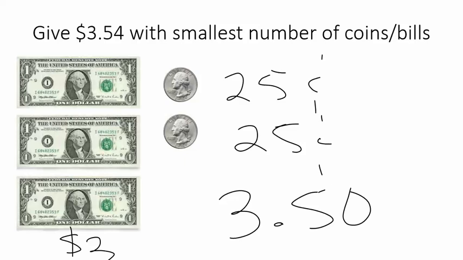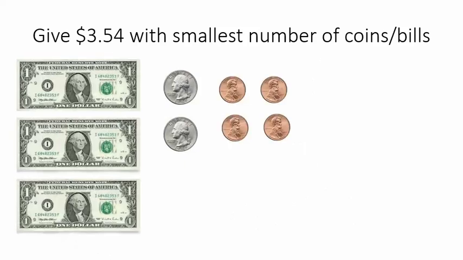We're working our way down in coins. Let's look at dimes. If we had a dime, that would be too much. Another dime would give you $3.60. We only need $3.54. A nickel would also be too much. So that means we're going to give the rest of the change in pennies. We use 4 pennies to get up to a total of $3.54.